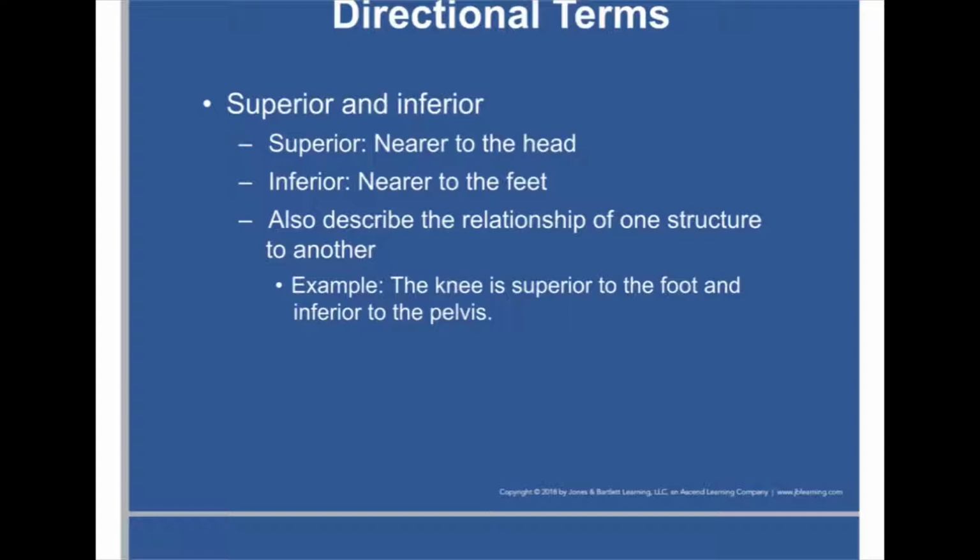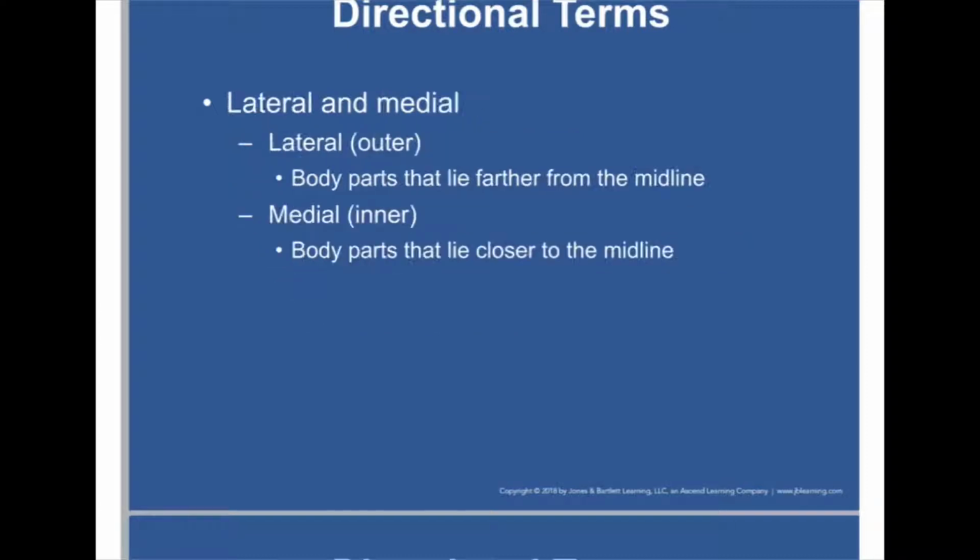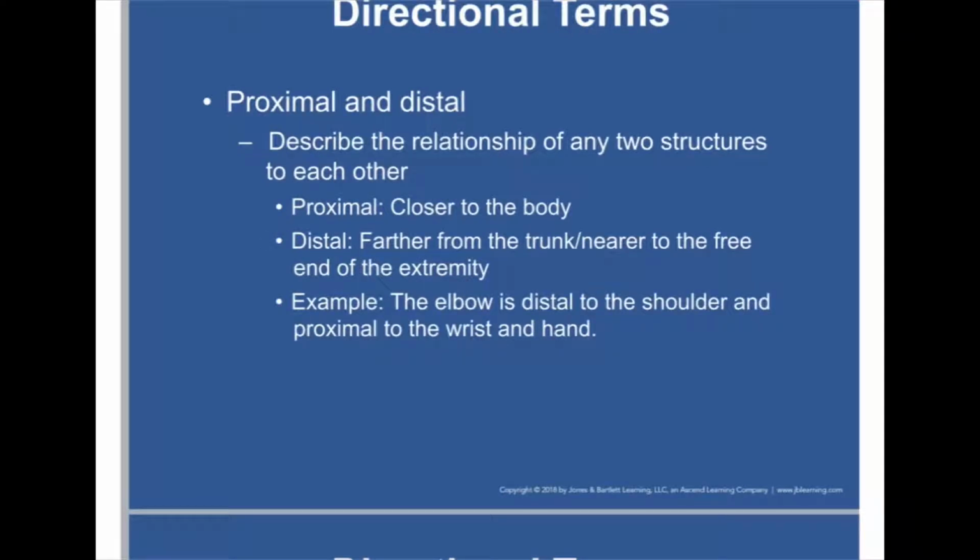So superior is near to the head, inferior means nearer to the feet. Proximal versus distal. So proximal is closer to the trunk or closer to the core, and distal is further away from the trunk. So the elbow is distal to the shoulder and proximal to the wrist and hand. So if you think about that, right, it is actually true. And if you really understood these terms, you should be able to draw out that structure if you had never in your life before seen an upper extremity.